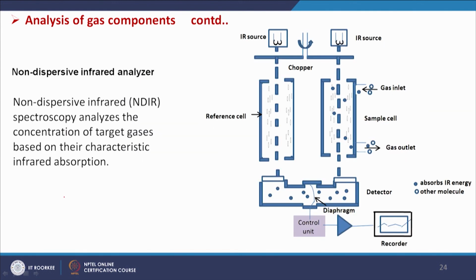Non-dispersive infrared spectroscopy analyzes the concentration of target gases based on their characteristic infrared absorptions. For example, this is our IR source. This is our reference cell, where there is no gas component, and here the gas components are coming. These gas components will absorb the IR ray and will be heated up. So, the volume will increase, the diaphragm will be shifted and give a signal, and the control unit will help to determine the concentration of the gas component.